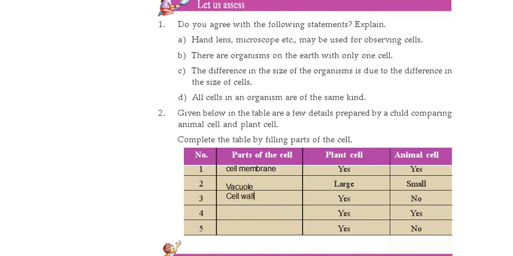Then fourth one: which part is present in both animal cell and plant cell? Nucleus, isn't it? Nucleus is present in both animal cell and plant cell. Then next, present in plant cell, absent in animal cell. Which is that part? Yes, chloroplast. Chloroplast is present in plant cell and absent in animal cell. So you can complete this. You can write all these points in your notebook.